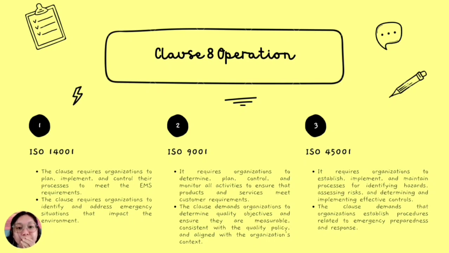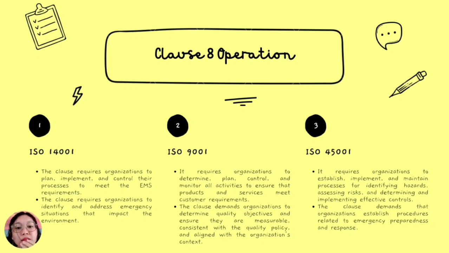Next is Clause 8. Clause 8 of ISO 14001, ISO 9001, and ISO 45001 all cover different aspects of planning and implementation, but are tailored to meet the requirements of their respective management system standards. ISO 14001 Clause 8 focuses on the operation of the environmental management system.